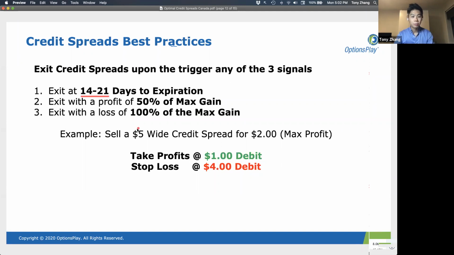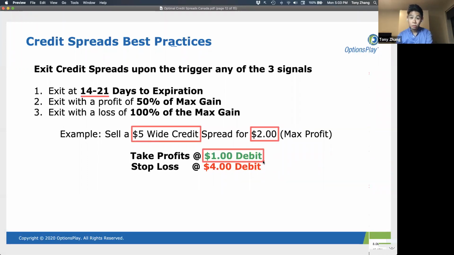So here's an example. Let's say I sell a $5 wide credit spread, and for that credit spread, I'm collecting $2, right? So my maximum profit here is $2. If the spread expires worthless, the most I can make is $2. So what you generally want to do is, if the $2 credit spread reaches $1, so 50% of the max gain, once it reaches $1, it's time to take profits and get out of the trade. Now, that's if the trade goes in your favor.